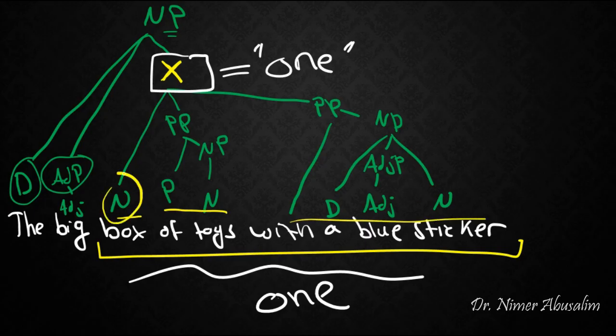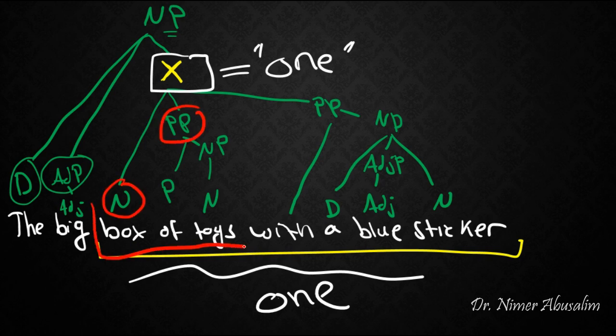As you can see here, the noun, the PP, and the other PP. We want an X that only takes PP and N. In other words, only box of toys. How are we going to get that? Maybe we need another X here to place in between. Let's see how that will look.